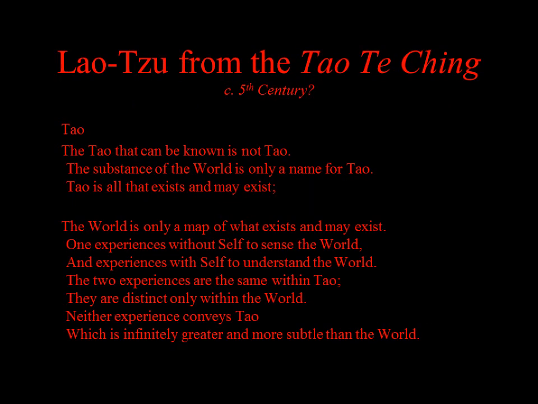Lao Tzu, again, this is Taoism, the Tao Te Ching. Looking at this, maybe even go back in the video and compare the two a little bit. I mean, the first one, Confucius, is so clear: this is what you must do, this is your responsibility. But my goodness, you take a look at what Lao Tzu is writing. The Tao that can be known is not Tao. The substance of the world is only a name for Tao. Tao is all that exists and may exist.